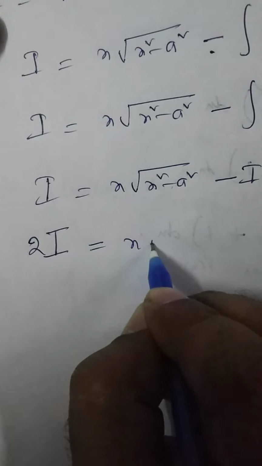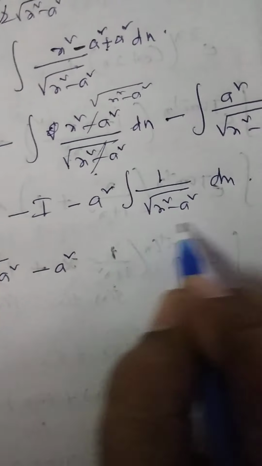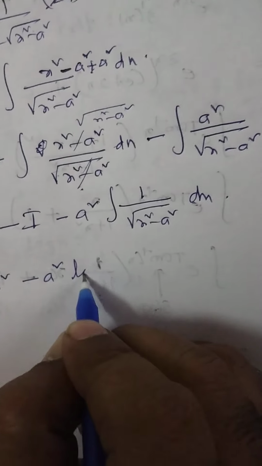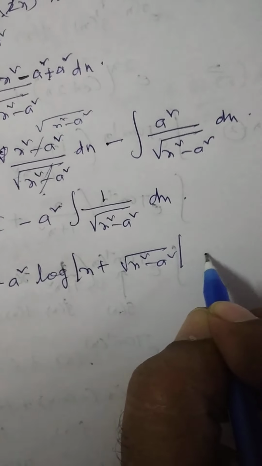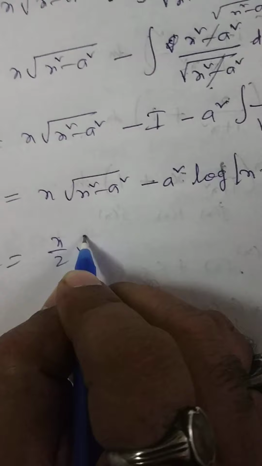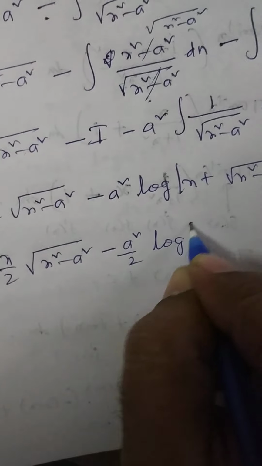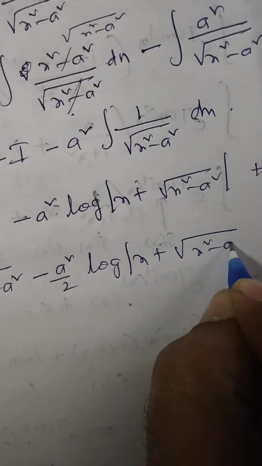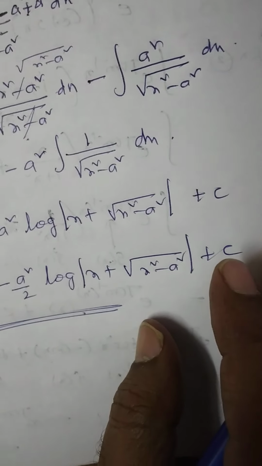So this I if you take that side, I plus I is equal to 2I is equal to x into root of x square minus a square. So here minus a square into this formula already I told, which is equal to logarithm of x plus root of x square minus a square plus c. So now I is equal to, taking that to that side, x by 2 into root of x square minus a square minus a square by 2 into log of x plus root of x square minus a square plus c. Okay, so like that the remaining 2 also you can prove.